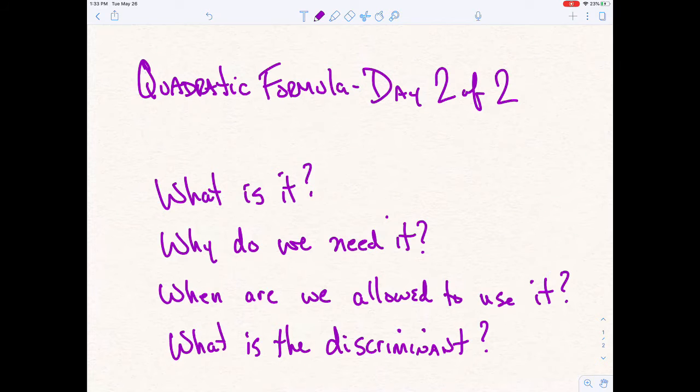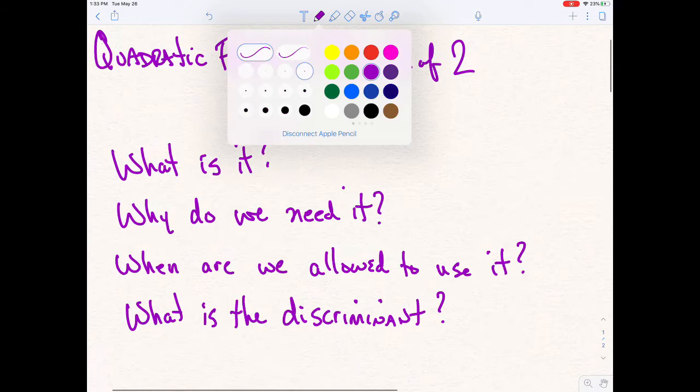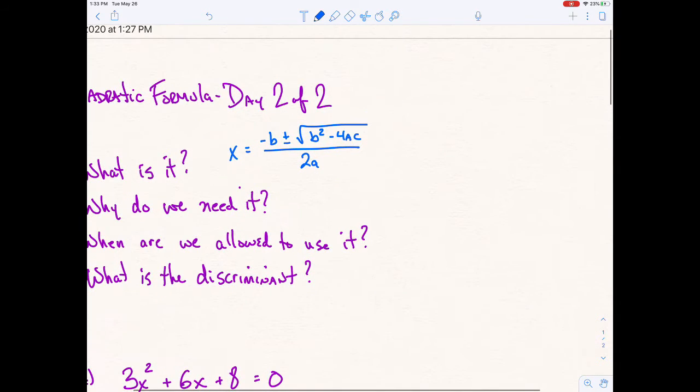Today's the second day of dealing with the quadratic formula, and I want to review just a couple basics. First, what is the quadratic formula? You should have this memorized, or it should be in the process of being memorized. It's negative b plus or minus the square root of b squared minus 4ac all over 2a.